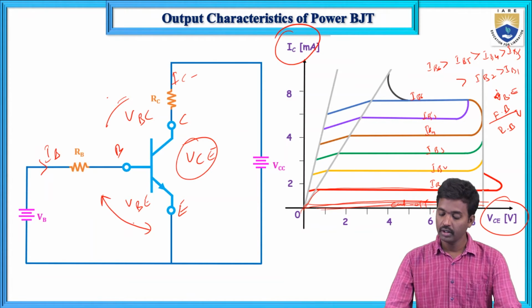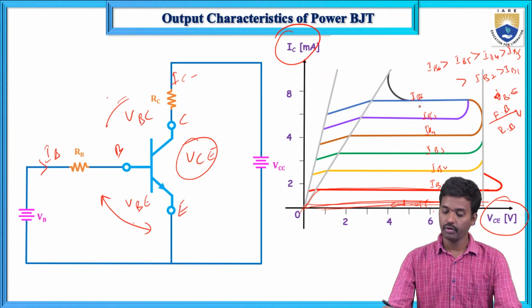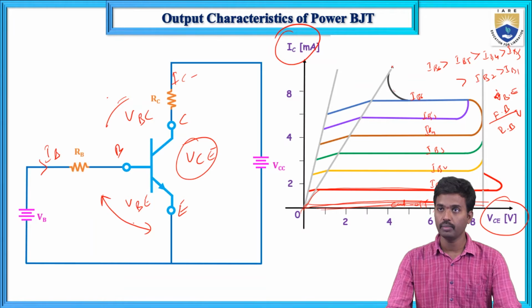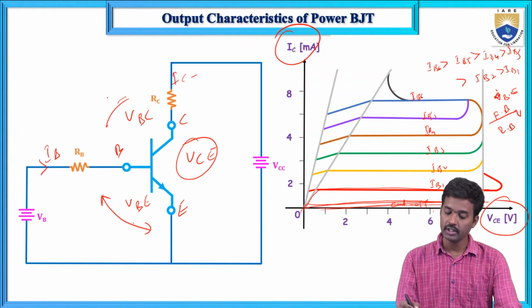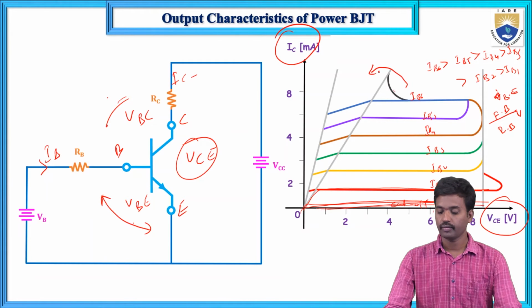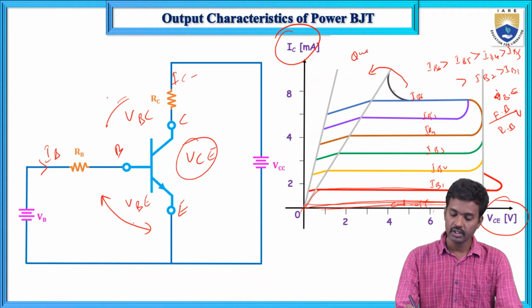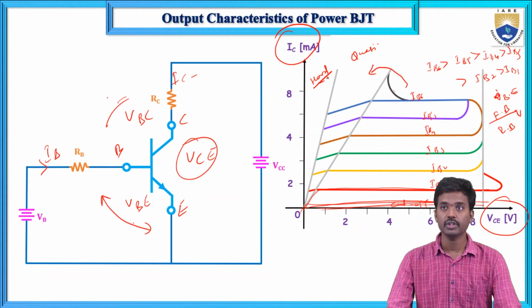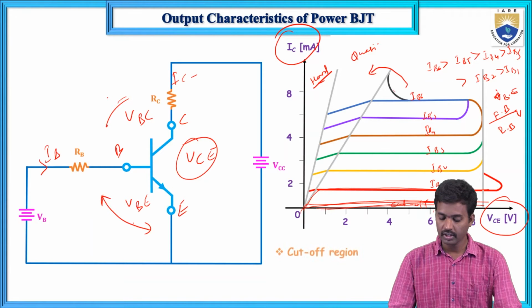Now here, increasing the base current, after the maximum value of base current, the collector current goes on, and the power BJT is in the saturation region. This is the quasi saturation region and this one is the hard saturation region. So what is the difference between quasi saturation region and hard saturation region?